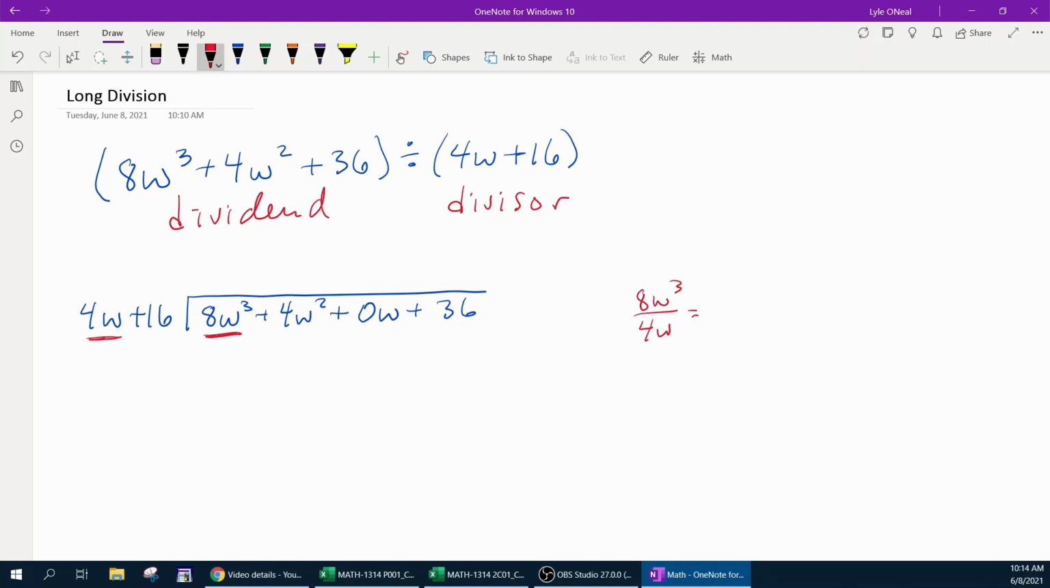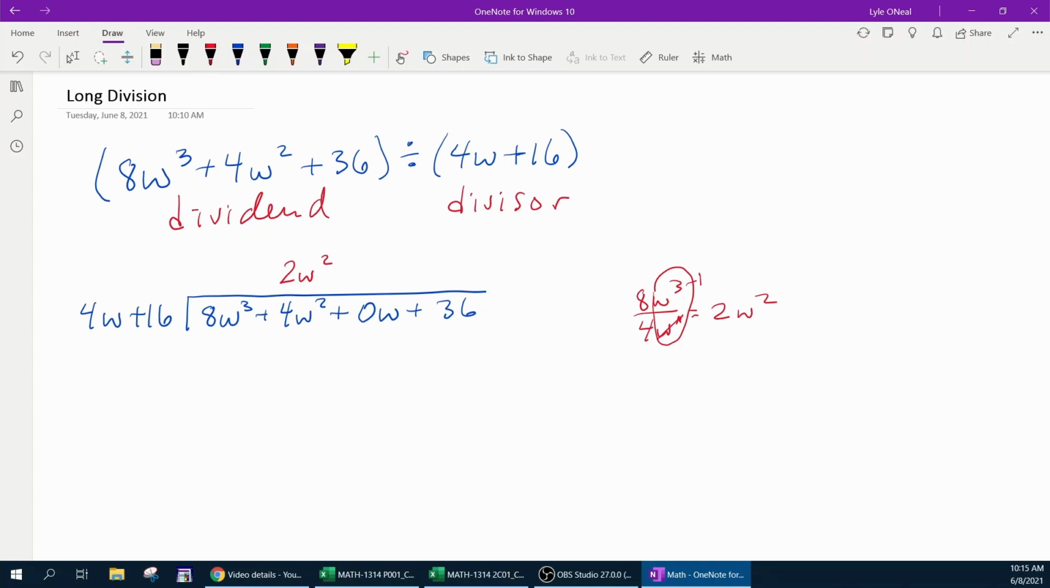So 8 divided by 4 is 2. 3 take away 1 is 2. When you reduce these variables, anytime you have division with letters, you subtract their powers. So that's going to be 2w squared. And I'm going to write that right above the w squared term. It just helps to keep things organized if you keep your like terms lined up.